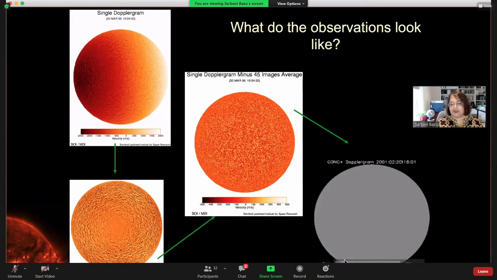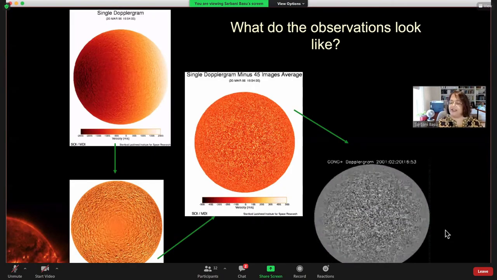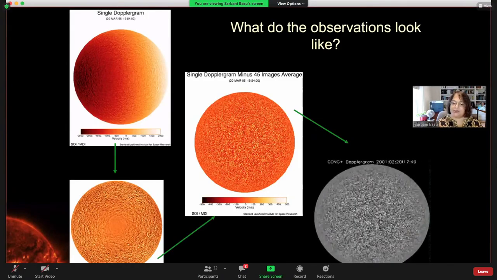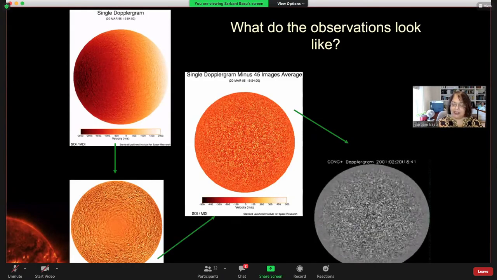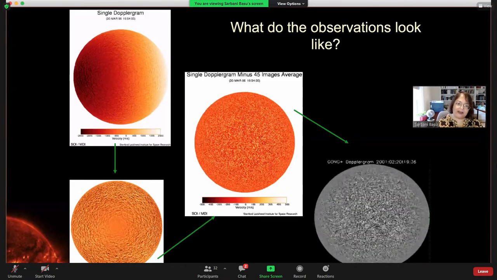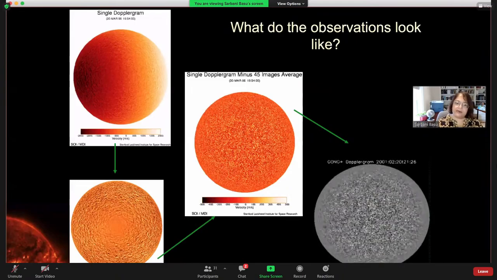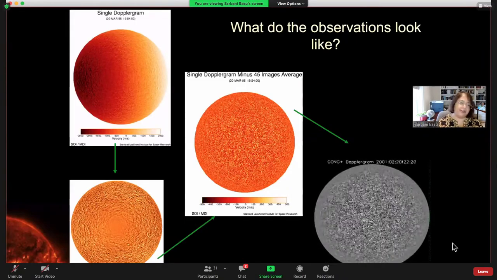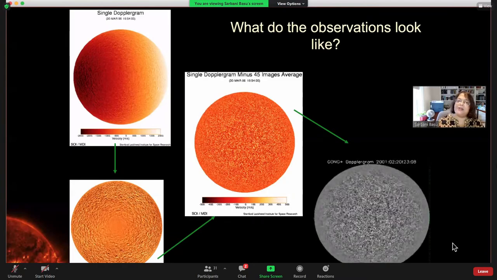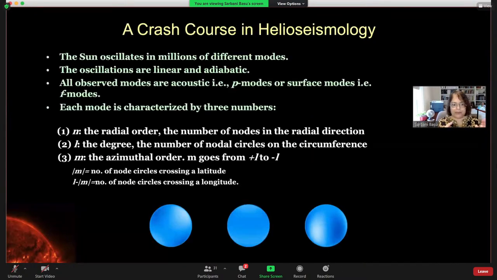Once you have enough snapshots, you can make a movie out of it. Then you find the frequencies by doing a Fourier transform. But before you can do a Fourier transform, remember this is a three-dimensional object. You could have many different kinds of modes. So you have to do a spherical harmonic transform first, then do a Fourier transform to get to all the frequencies. So let me give you a sort of formal crash course on helioseismology first.